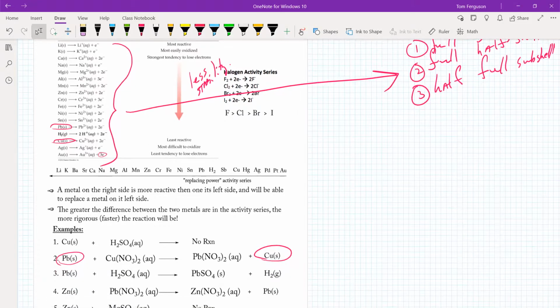So in a situation here, we're competing with lead and copper. Lead wants to lose electrons more than copper. Hence it does, it loses electrons. Boom. And who receives electrons? The copper.